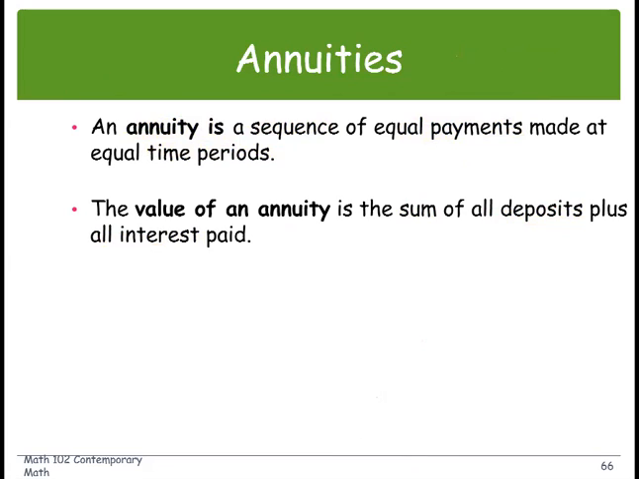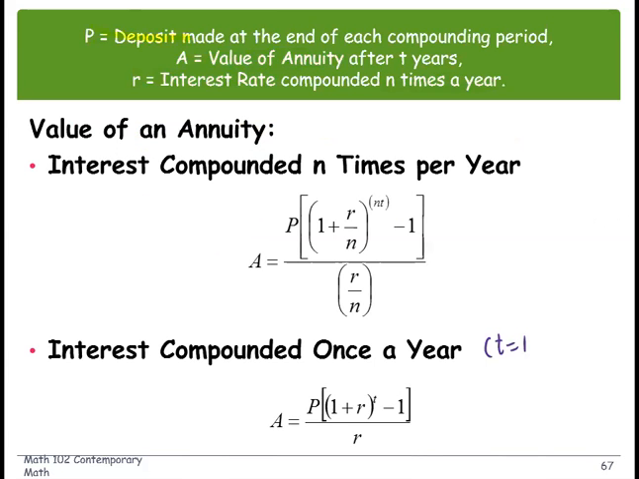An annuity is a sequence of equal payments made at equal time periods. The value of an annuity is the sum of all deposits plus all interest paid. P is the deposit made at the end of each compounding period. A is the value of the annuity after 3 years. R is the interest rate compounded n times per year.